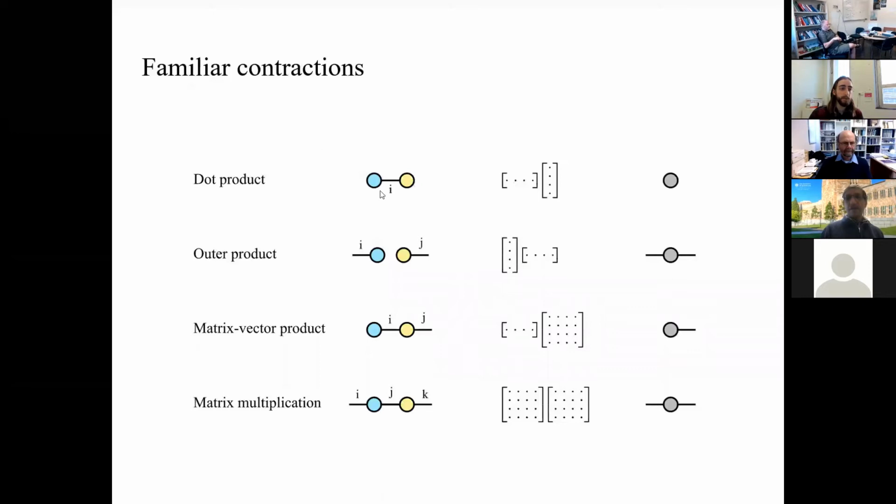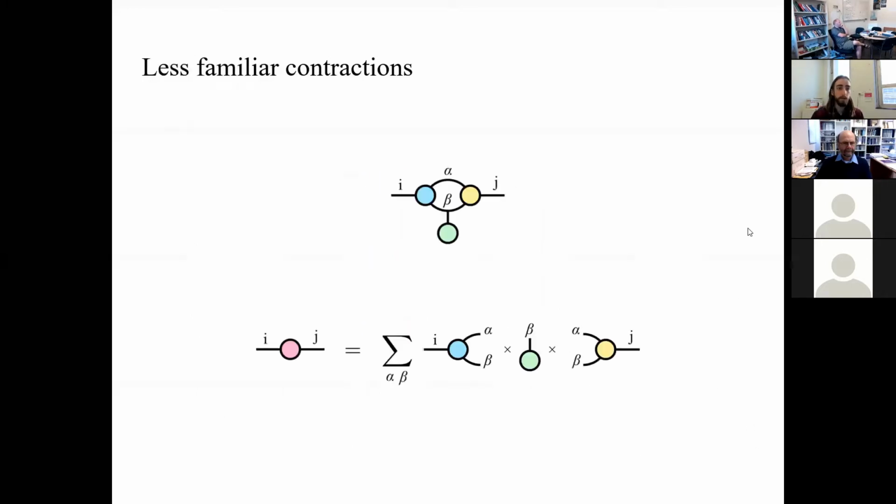So here are some familiar tensor contractions that you'd already know. We've got the dot product, which gives you a number, the outer product, which gives you a matrix, the matrix vector product, which gives you a vector, and so on, matrix multiplication. And of course, we can do less familiar contractions as well.